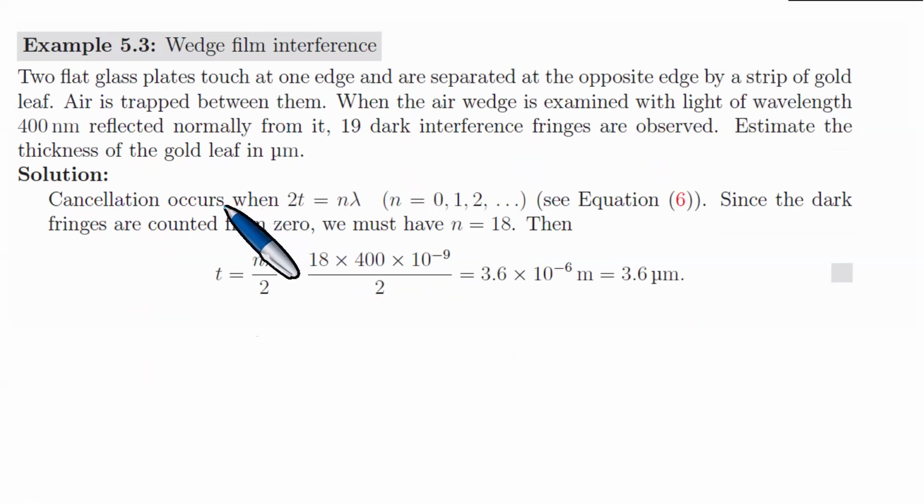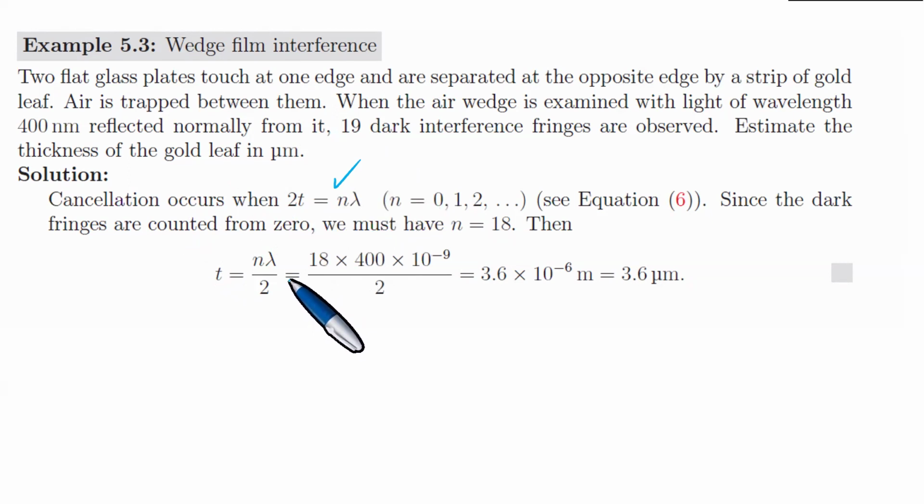Let us look at example 5.3, the wedge film interference. Two flat glass plates touch at one edge and are separated at the opposite edge by a strip of gold leaf. Air is trapped between them. When the air wedge is examined with light of wavelength 400 nanometers reflected normally from it, 19 dark interference fringes are observed. Estimate the thickness of the gold leaf in micrometers.